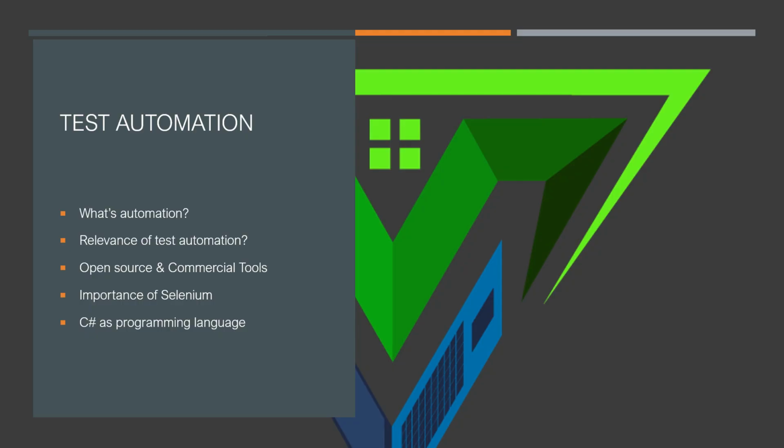Let's quickly glance through what we will cover in this video. I strongly believe that anyone who is planning to learn automation should understand what it is and what its relevance is. Also, in this video, we will see which are the open source and commercial tools. And after that, let us get into the importance of Selenium and C# as programming language. Without wasting much time, let's start the session.